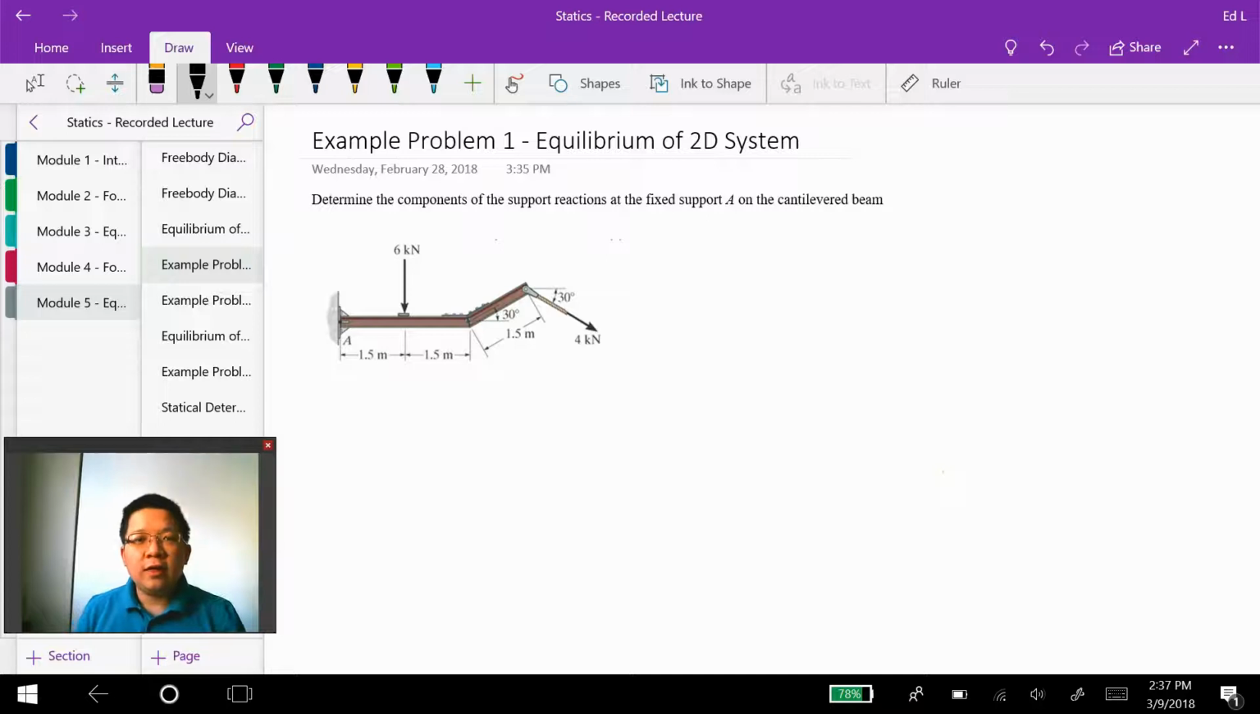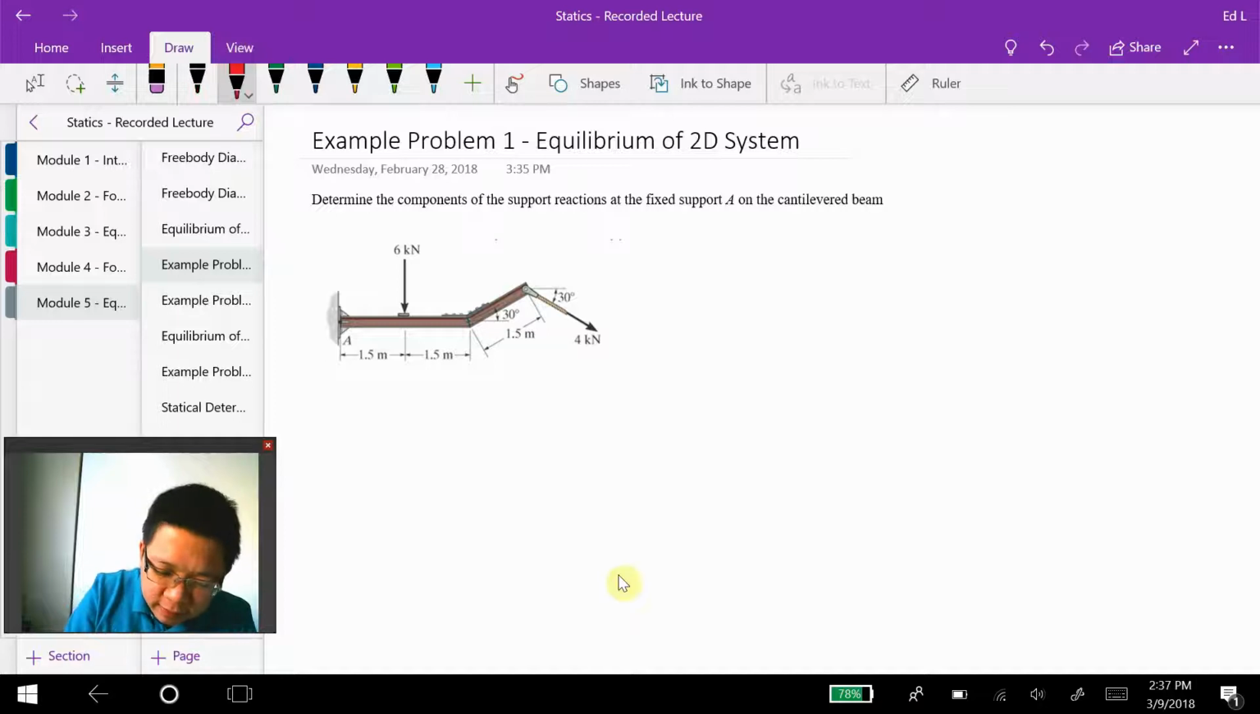Hi everyone, in this lecture we are going to discuss one example problem related to equilibrium of a two-dimensional rigid body system. Okay, so let's read the problem together. Find the components of the support reaction at the fixed support A on the cantilever beam.